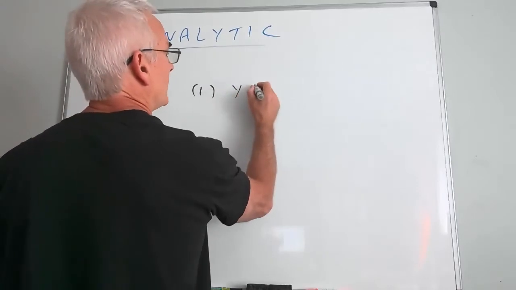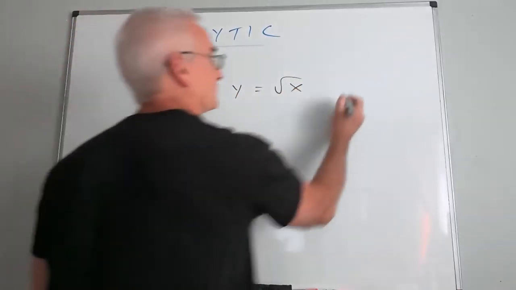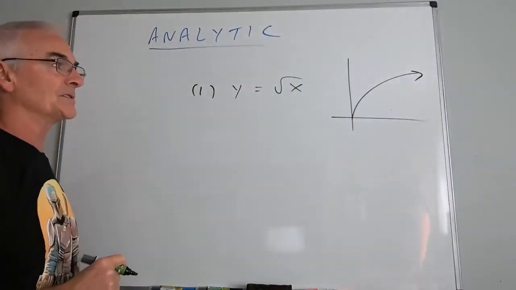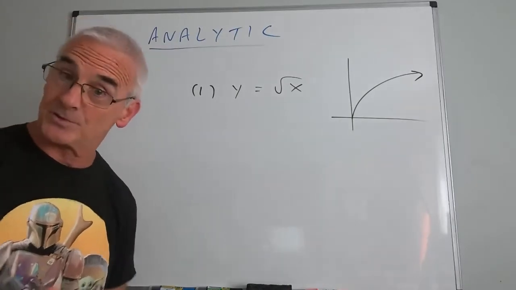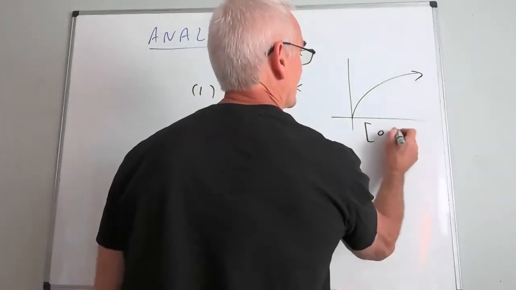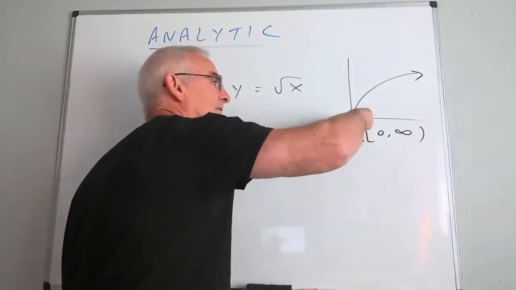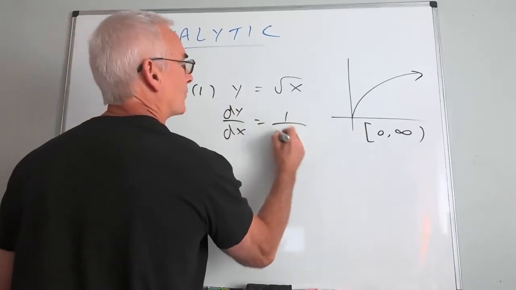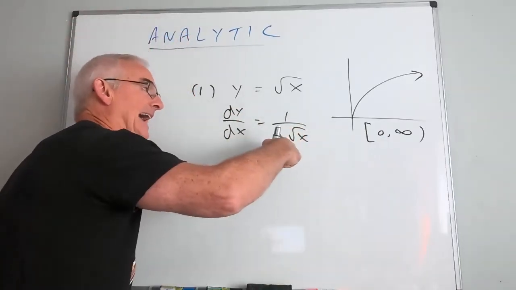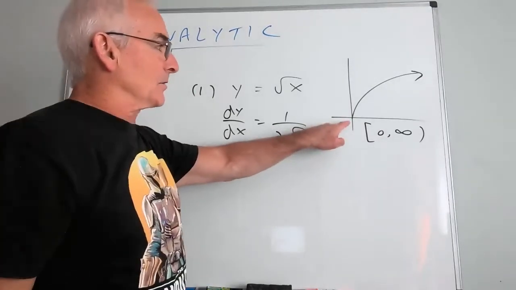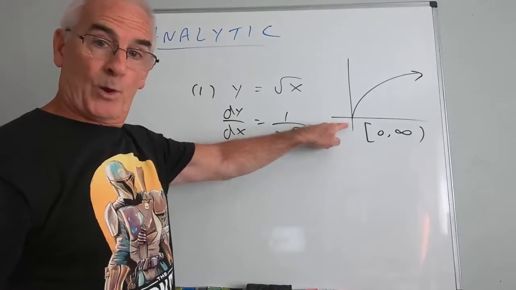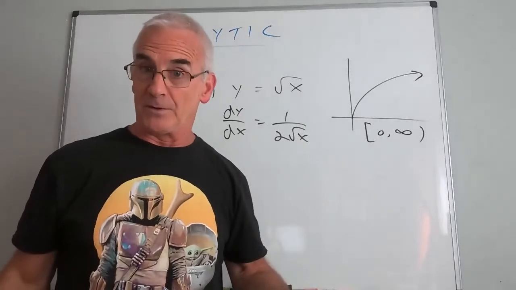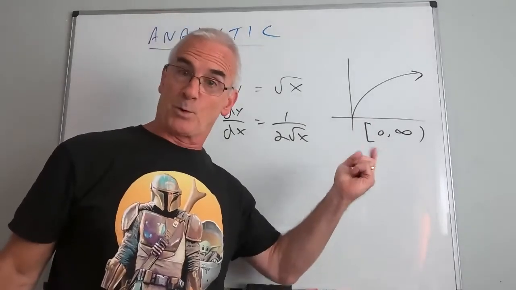So for example, if I have y equals square root of x, the domain is all non-negative numbers, 0 to infinity, but we know the derivative doesn't exist at 0 because dy/dx is 1 over 2 root x, and that's not defined at 0. So we say that x equals 0 is a non-differentiable point. It's a value in the domain, but it's not in the domain of the derivative. So it's not differentiable at 0. 0 is an endpoint.